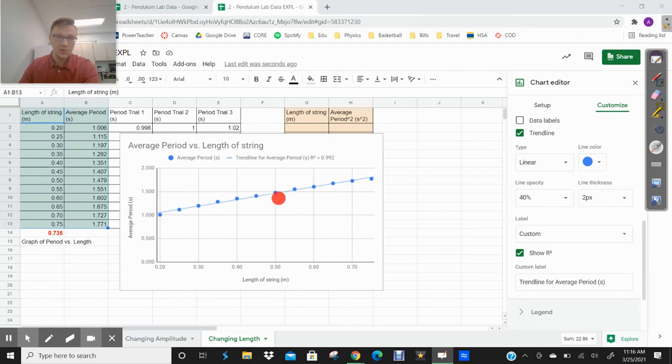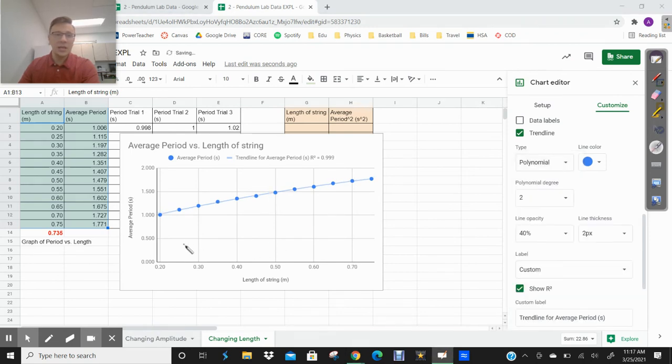This one's below it. This one's above it. A couple of them are right on it. This one's below it. But again, if I switch back to the polynomial trend line, these dots are pretty much right on that line. So it gives us a 0.999 R-squared value, and that's indicating that this fits basically perfectly with our data points. So it is supposed to be polynomial.